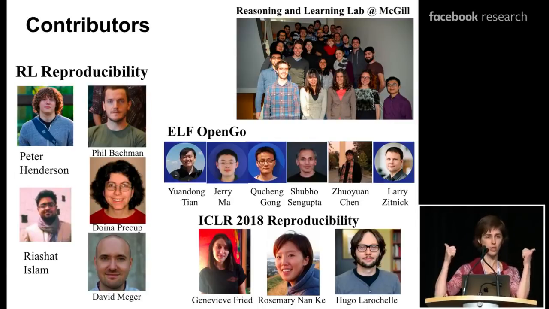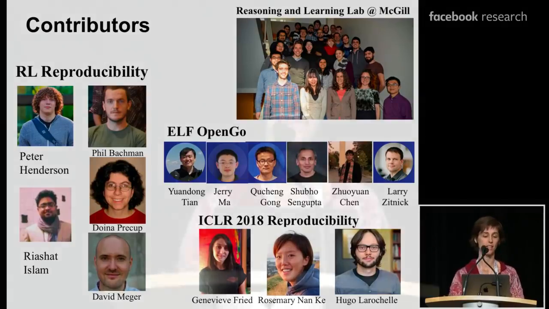So please take a picture of these guys and these ladies who have been fantastic contributors to this. The work on RL reproducibility is almost entirely the work of Peter Henderson, Riyashat Islam, outstanding graduate students. I had the good fortune to work with Genevieve Fried, Rosemary Key, and Hugo Larochelle on the Reproducibility Challenge. There's the whole team on the ELF OpenGo that have worked really hard in the last couple of months on this, and the students of the Reasoning and Learning Lab that continue to inspire and challenge me every day. Thank you very much.